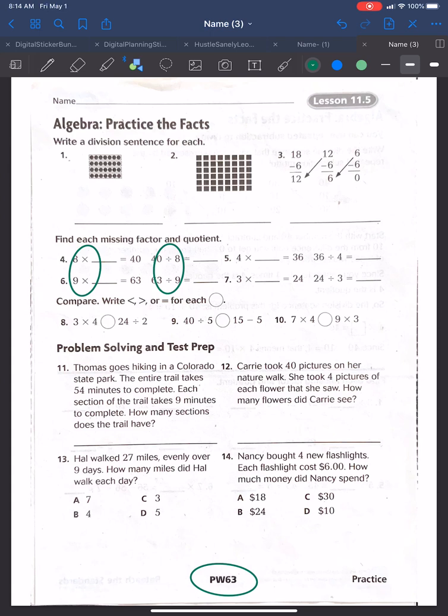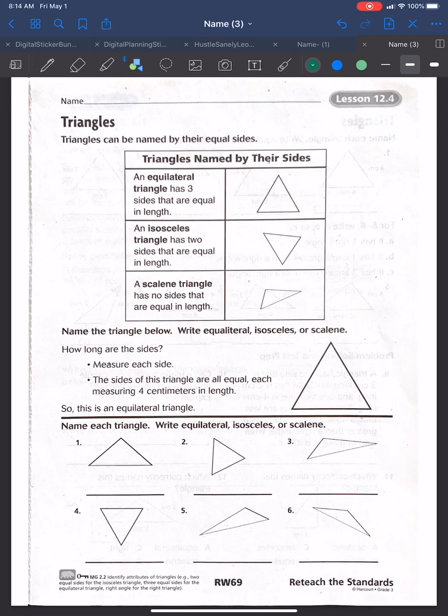Once you are finished with that, you should have watched the videos introducing our types of triangles. If you have not watched the videos introducing our types of triangles, please pause right now and go back and watch those videos. When you are ready, go ahead and get out lesson 12.4, which is RW 69.